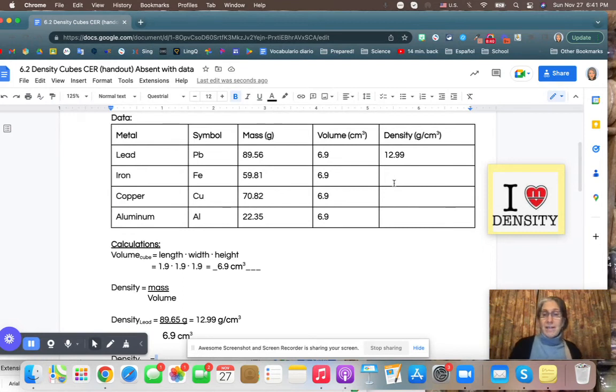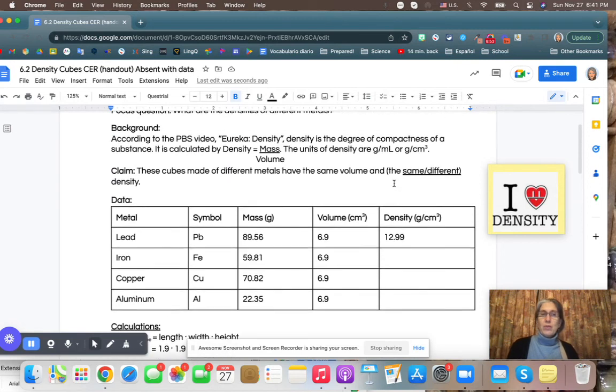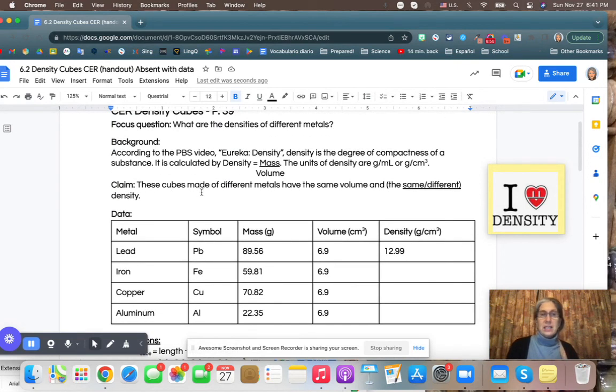Then when you get to the evidence section, I once again look at page one. Page one tells you the things that you need to have in an evidence section. So you're going to be stating the data, and you're stating data to prove your point. So here's your claim: these cubes made of different metals have the same or different densities. If you need to revise it, do that. Do you think you need to use all 4 pieces of data in order to prove that they're the same or different? Or is just 2 pieces of data going to be enough to prove that they might be the same or different? So you're going to state the data.